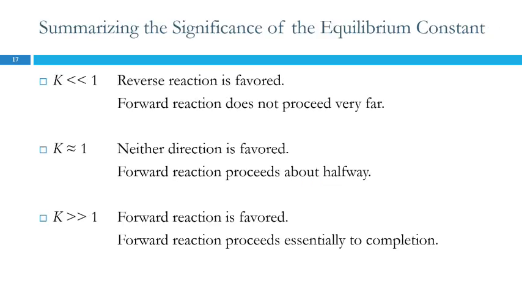So this is just a summary. When K is very small, the reverse reaction's favored, the forward reaction doesn't happen much. When K is approximately equal to 1, and 10 might be considered approximately equal to 1 on this scale of plus 31, minus 31, neither direction is favored, and the reaction's about halfway. If K is much bigger than 1, the forward reaction is favored, and it essentially goes to completion.